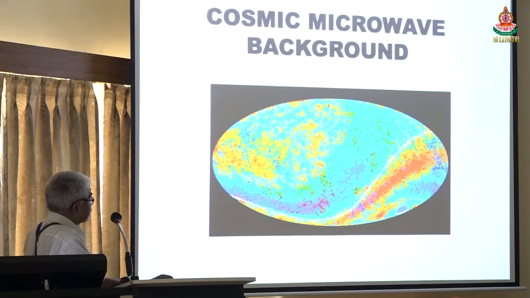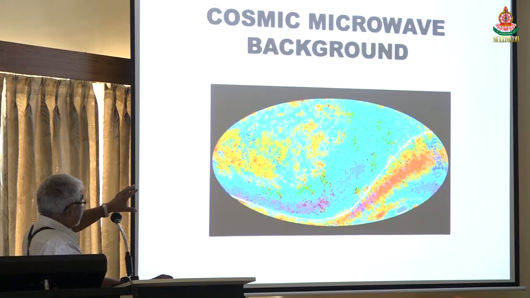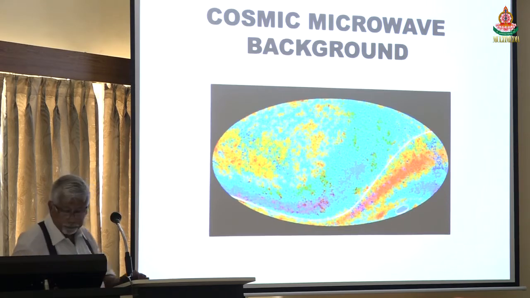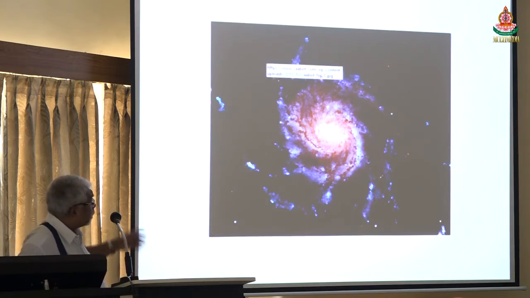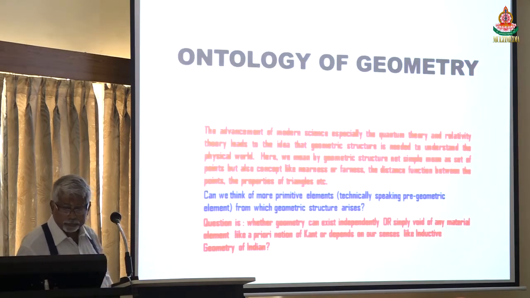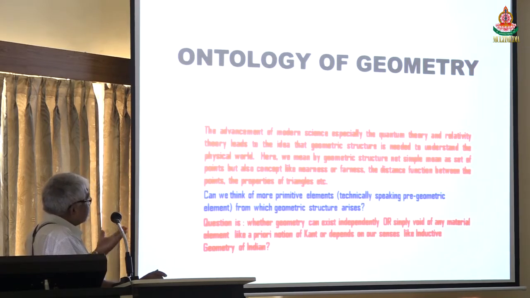Now, if you look at this figure, this is called the cosmic microwave background radiation. Because of the Big Bang theory, people said there would be a remnant of the radiation that appeared at the time of the Big Bang. Its temperature is 2.7 degrees Kelvin, and it is distributed all over the universe. In the image you can see the patterns of the cosmic microwave background radiation, and this is the pattern for galaxies. So now we come to the question: what is the ontology of geometry? We have seen that the universe is manifested, different patterns and different attributes of the fields can be generated, but what is the ontology of the geometry?